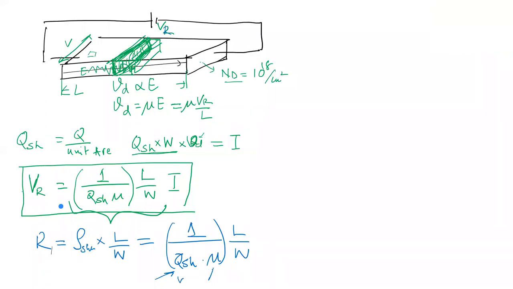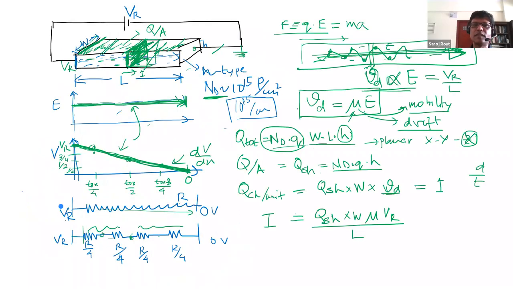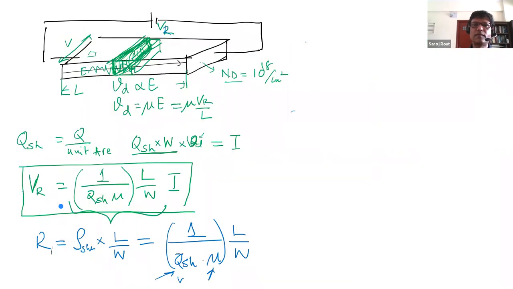What about mobility? So the mobility is also inversely proportional. Yeah, so the mobility was defined... So let me go back to the definition of mobility. The definition of the mobility was this, right? So in other words, if I write it again.